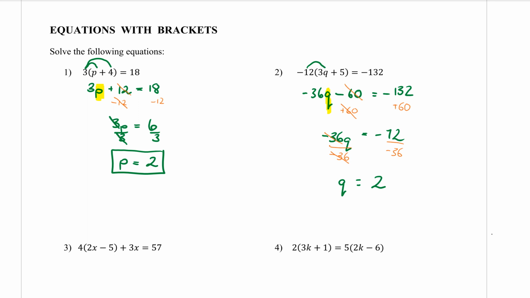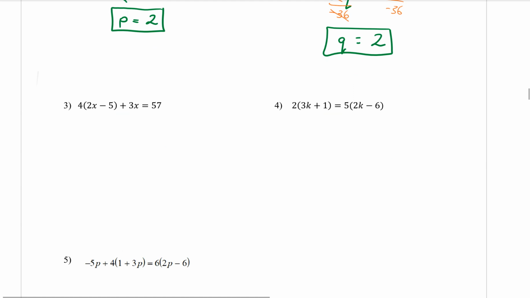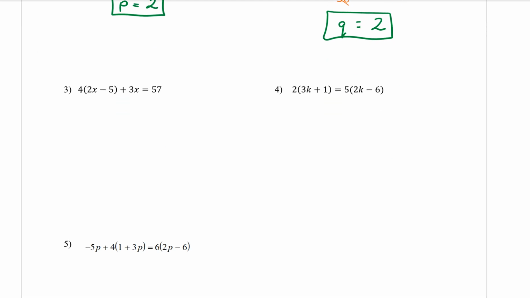All right, next one. Question 3. Expand the brackets first. That's always going to be my rule. Expand the brackets first. So 4 times 2x. 4 times 2 is 8x. Then I have a minus sign. 4 times 5 is 20. I have a plus 3x. It wasn't in the bracket, so it's not going to change. It just sits there at the end. And that's equal to 57.